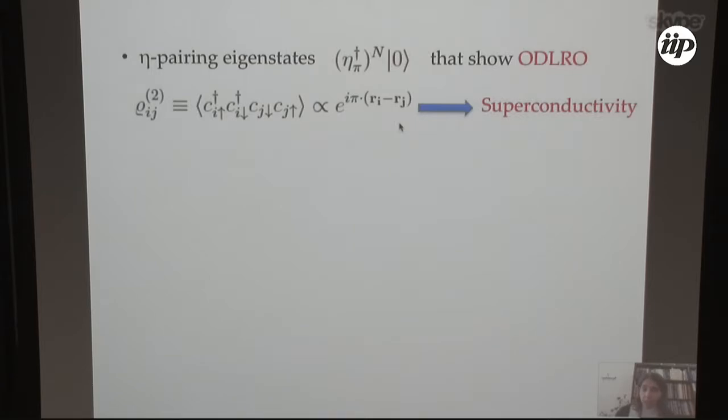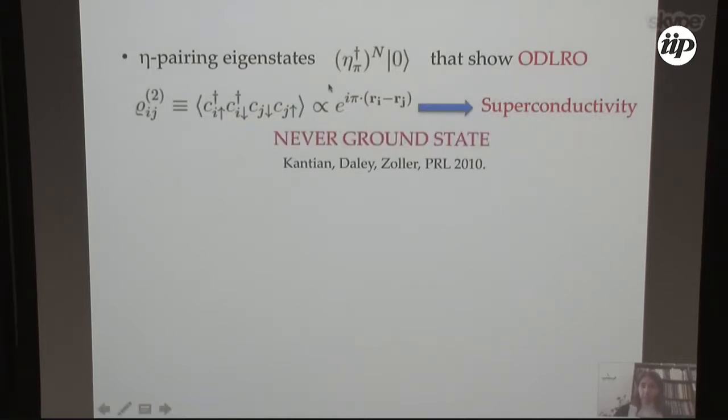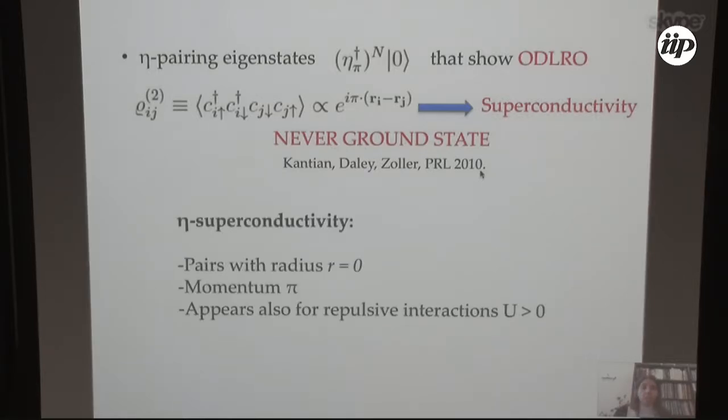So he has shown all that, and this was very nice because we had these nice pairs in this system, in this Hubbard model. But there was a point that this eta-pairing superconductor was never the ground state. And a few years ago, the group of Peter Zoller has been trying to find a way to create this state out of equilibrium to generate it. But the question is still an open question and a big dream to realize these eta pairs as a ground state.